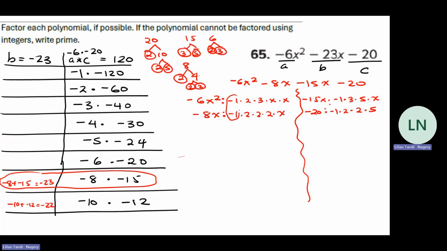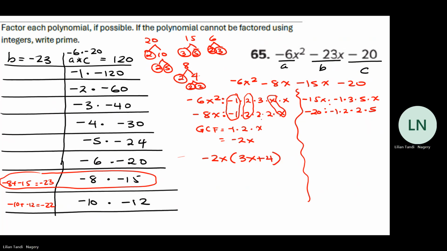Here you have negative 1. You have 2. There's no other 2. You have x. So the greatest common factor is negative 1 times 2 times x, negative 2x. Negative 2x outside, 3x plus 4. These two are positive. 2 times 2, 4, positive 4.